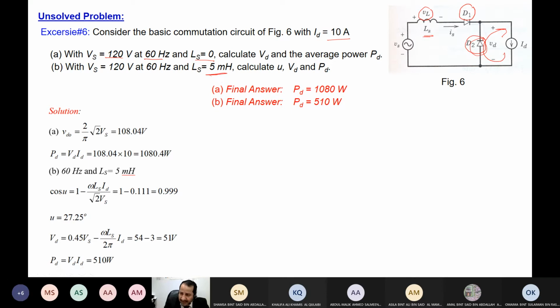And when he added Ls, I expect commutation. He asked me to calculate U, which is the commutation time, commutation angle or commutation time, and then output voltage, and then the power. Okay, let me take them one by one. Let me start with the ideal circuit.